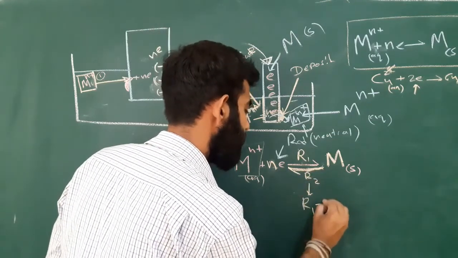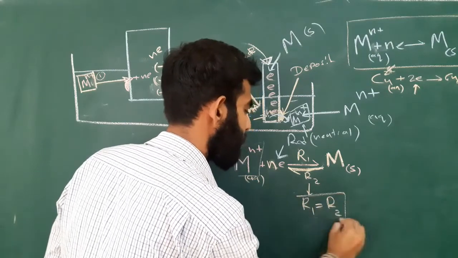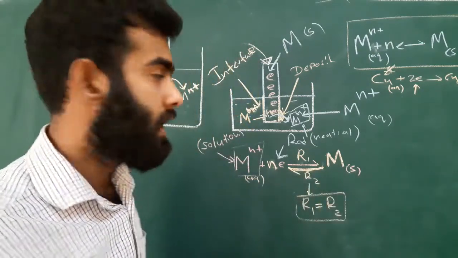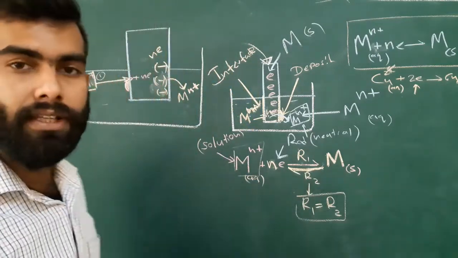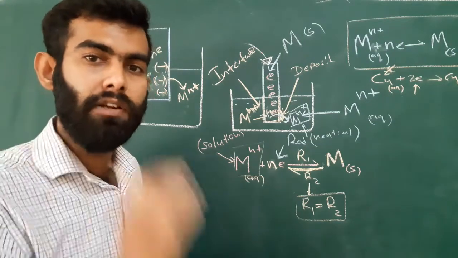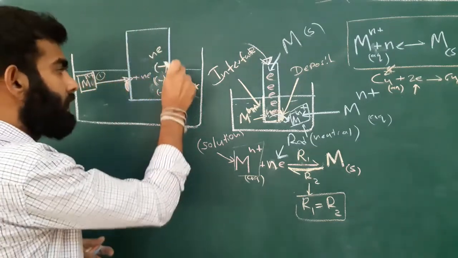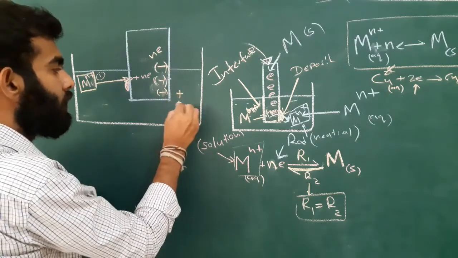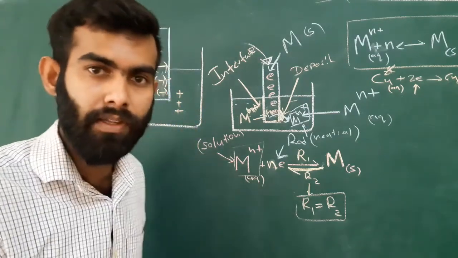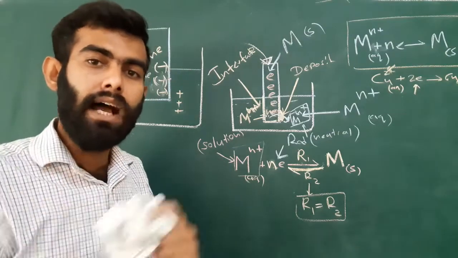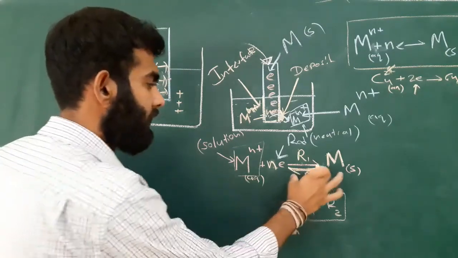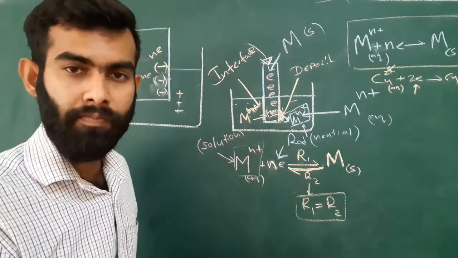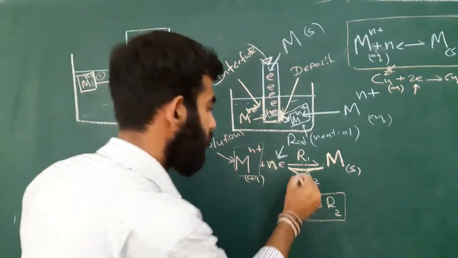R1 will be equal to R2 rates after some time. At that time, we can see a good separation of charges. The metal rod will be negatively charged and, compared to that, the solution will be positively charged. We can clearly see a charge separation in this reversible situation, or equilibrium. This is called equilibrium.